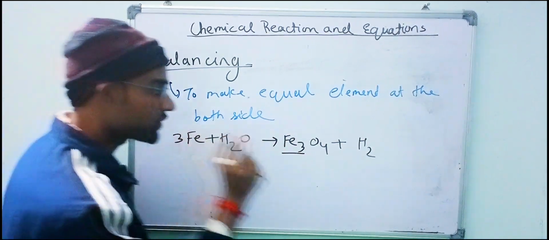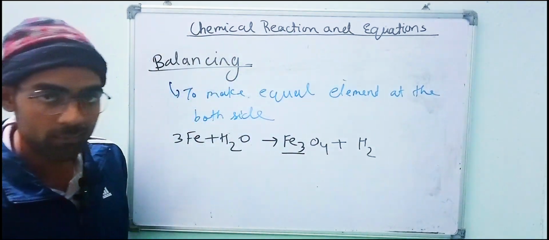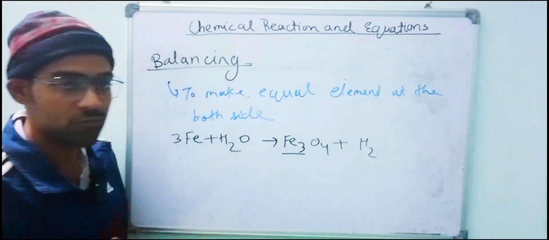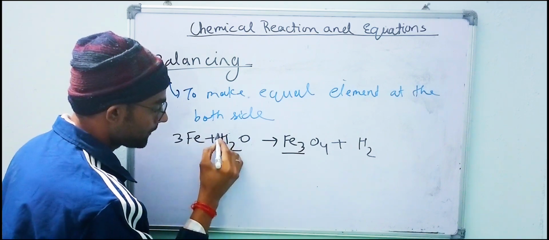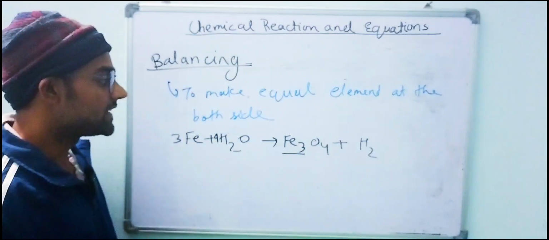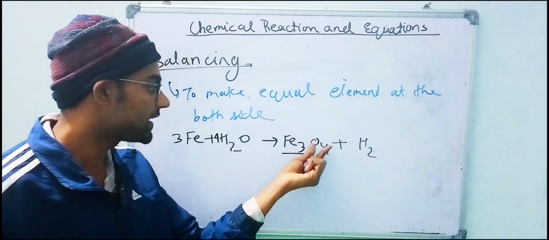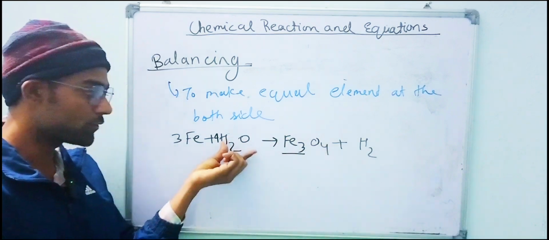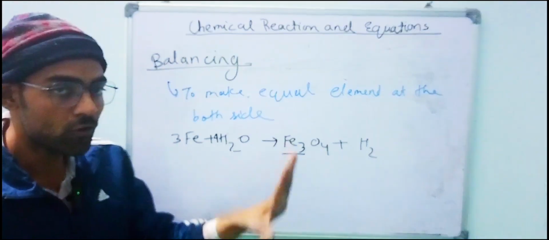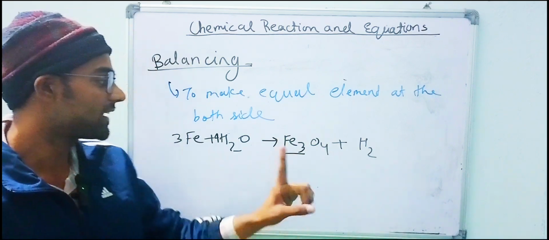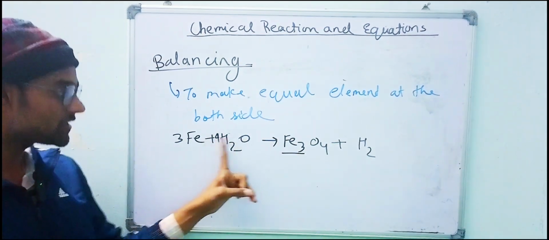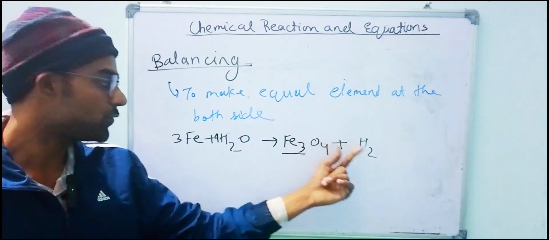And now if we see oxygen, here oxygen is 4 in the product, but in the reactant oxygen is only 1, so we will add 4 here. Now oxygen is also equal, 4 on that side and 4 on this side. And now we see hydrogen: on the product side, hydrogen is only 2, but on the reactant side hydrogen is 4. So we will add 2 here also.